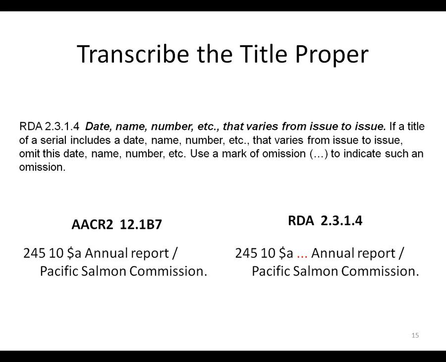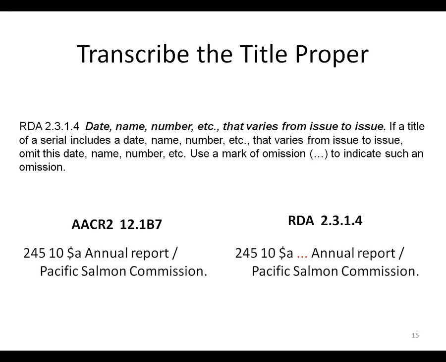One of the differences that you might see is in the use of the mark of omission. For AACR2, if there is a reason to use a mark of omission in a statement, if there's an element of the title proper which varies from issue to issue, it has been AACR2 practice to not put a mark of omission at the beginning of the title statement, but to have it if it is anywhere else in the title statement. So in the case of an annual report where the presentation on the piece is something like 2010 annual report, RDA will specify that you will have a mark of omission at the beginning of that title statement, beginning of that title proper.